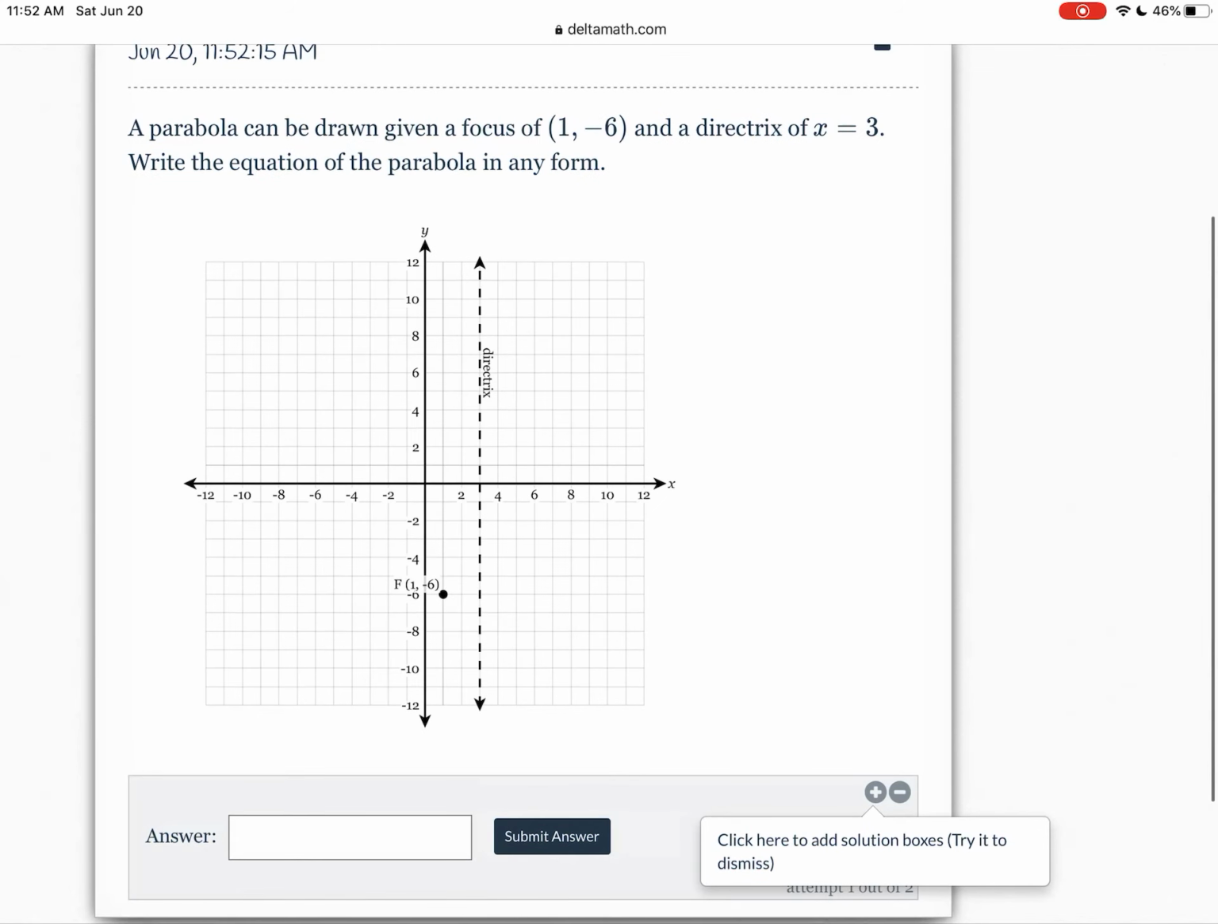Okay, so you see that here you're being asked for the equation of a parabola, which has a given focus at the point (1, -6), and then a given directrix, x equals 3.